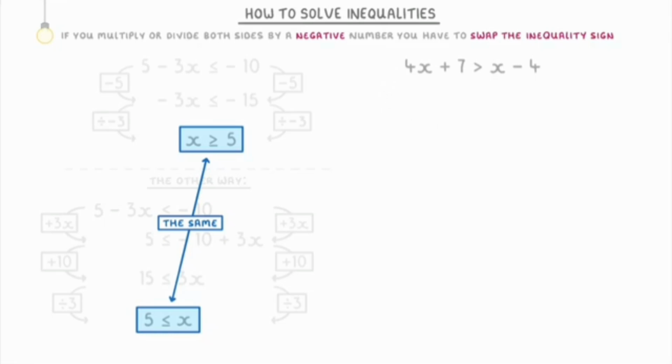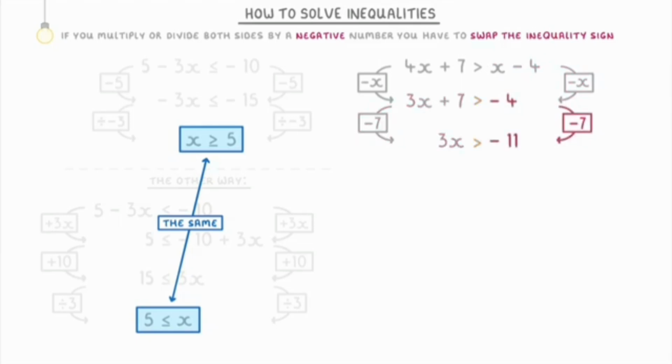So the first thing you do is subtract x from both sides to get 3x plus 7 is more than -4. Then you can subtract 7 from both sides to get 3x is more than -11. And finally, divide both sides by 3 to get x is more than -11 over 3. And we can leave our answer like that, because we can't simplify -11 over 3.